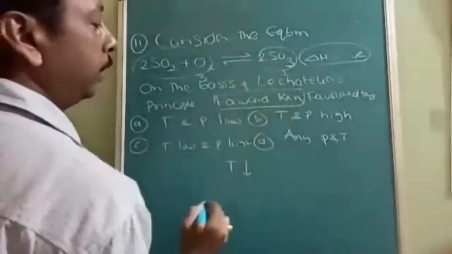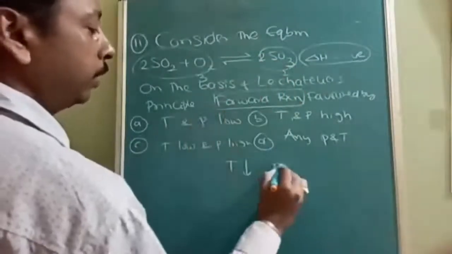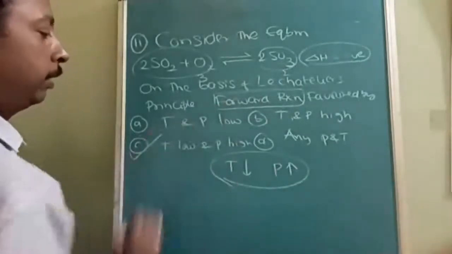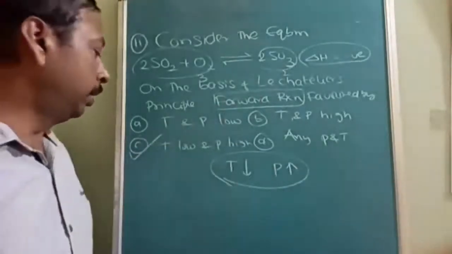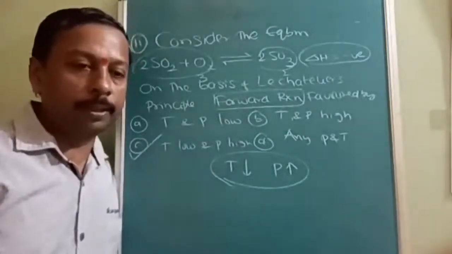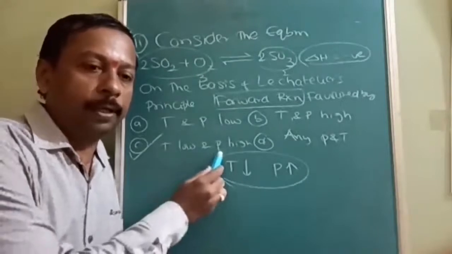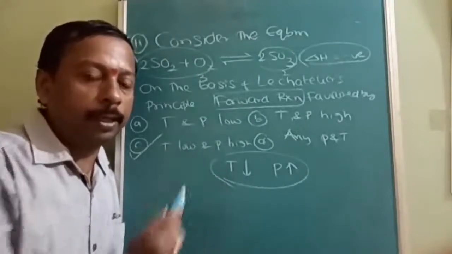where moles are reduced. So a reduction in moles requires high pressure. Low temperature and high pressure. That's why, what is the option? C option. Why it is C, is it understood? For exothermic, low temperature, and for the number of moles to decrease, high pressure.